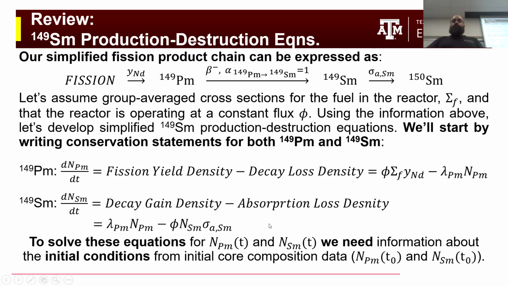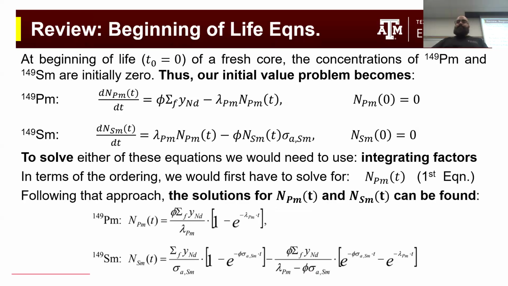And so these are just first order ordinary differential equations. If we knew the initial conditions, or the initial concentrations of promethium and samarium, then we could solve these differential equations to predict how the concentrations of these isotopes evolve with time. So this would be the initial value problem.